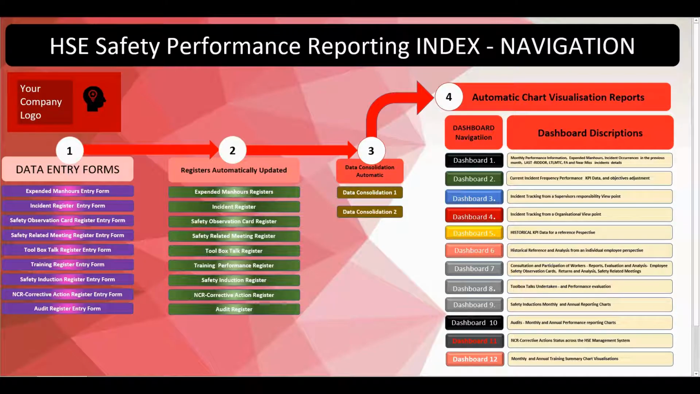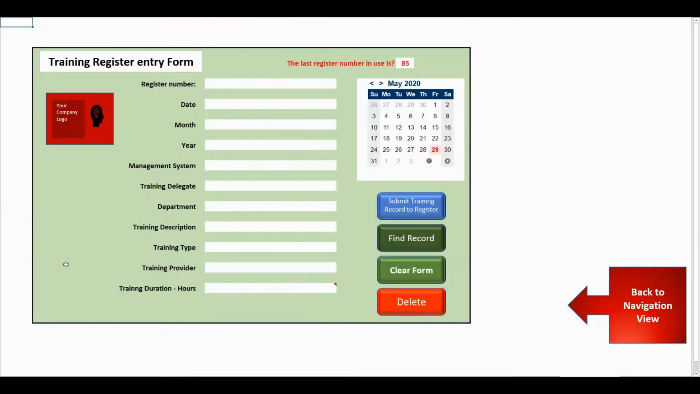As always, we will start from the navigation view. Navigating to the training register form. If you have seen any of the previous videos, you will know by now that they reside in column 1, and the training register form is the 6th form down from the top. As always, just left-click on the mouse to open it.